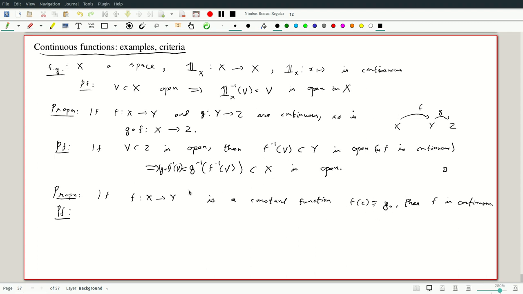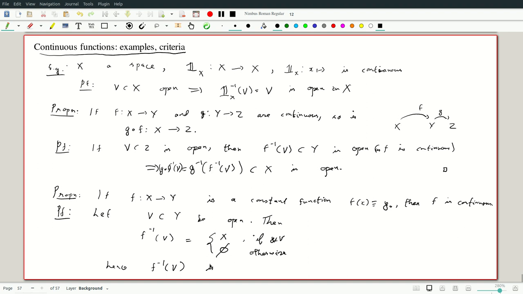If we have f of x identically y_0, let V contained in Y be open. What is the inverse image? If I look at f inverse of V, there are two possibilities. Either V contains y_0 or it doesn't. If y_0 is in V, this is X, and it's empty otherwise. Both of these are axiomatically open. Hence f inverse of V is open. As you see, we are steadily using the axioms of a topological space when we do all these things.